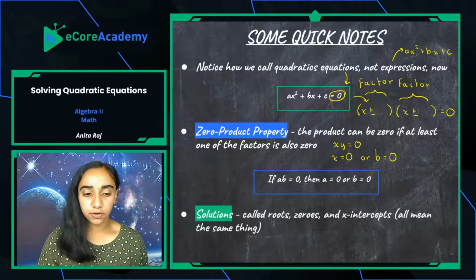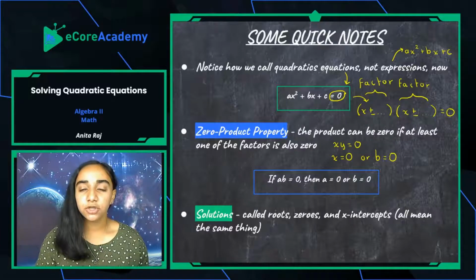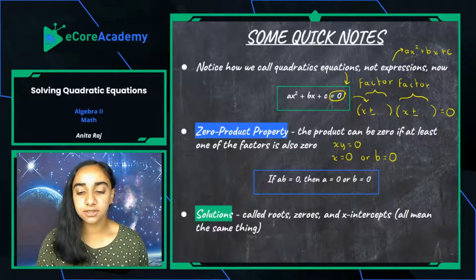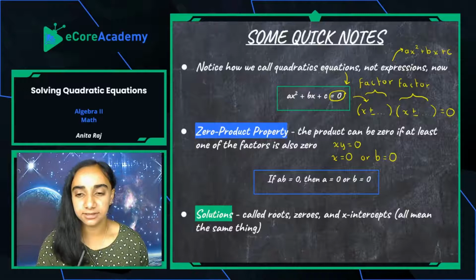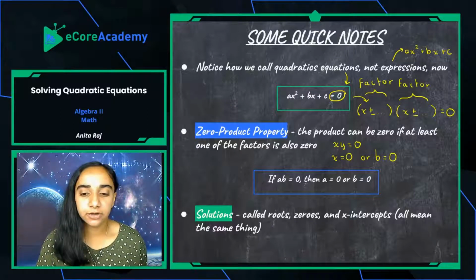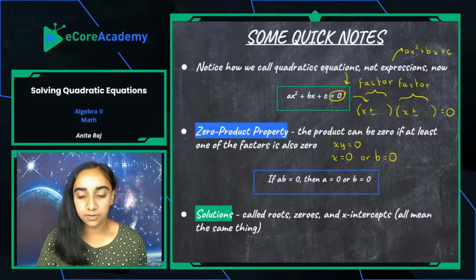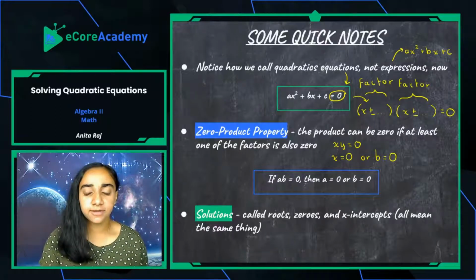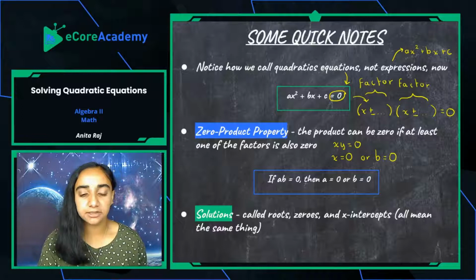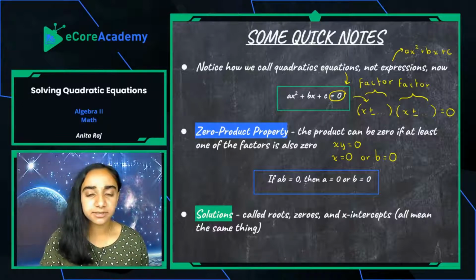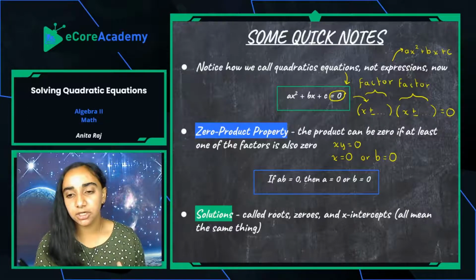And lastly, I just want you all to know that when I say solutions, you can also refer to them as roots, zeros, and x-intercepts. They all mean the same thing. So in class, you might hear your teacher say roots, zeros, and x-intercepts. Like I just said, they all mean the same thing. Roots are called that because we have an x squared term in here, and you're square rooting it. So we call the solutions roots sometimes. We call them zeros as well because you're setting the equation equal to 0.